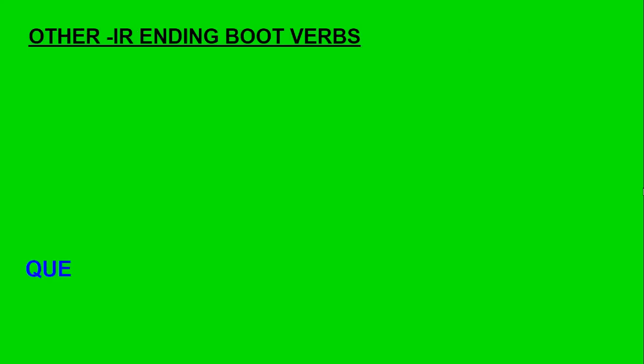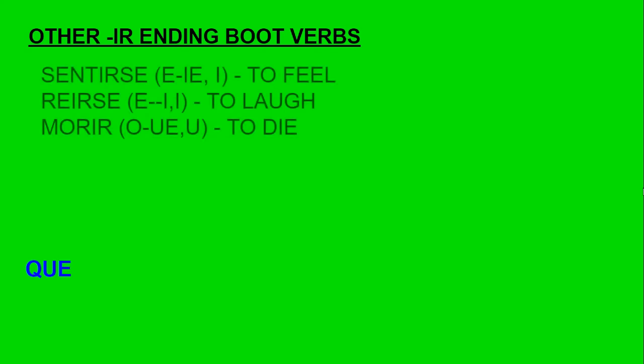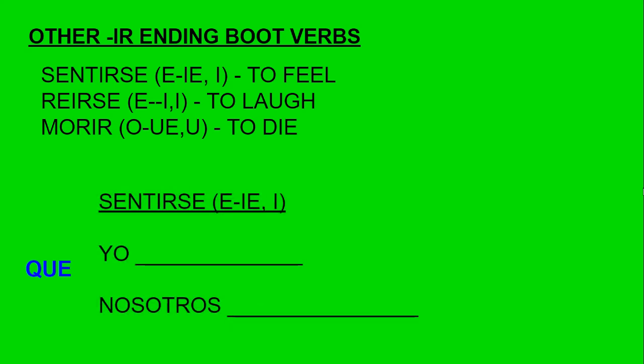One last thing. There are other IR ending boots, okay? And I have them right there on your paper. So we have sentirse, reírse, morir. Okay, so to feel, to laugh, to die. And it tells you what it changes on the inside and the outside of the boot. So let's do sentirse first. So it'd be que yo me siente, because it's a reflexive, que yo me siente. And then on the outside is que nosotros sintemos.